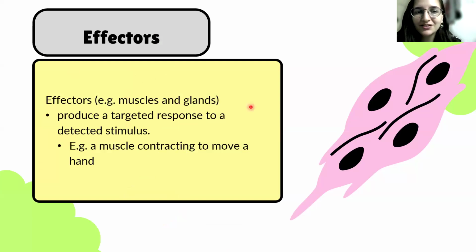Effectors, for example, muscles and glands. Effectors are specialized in producing a response. For example, when your muscles contract and you move your hand, or when you see really good food and it smells good, you see the visual, the smell, and you start to salivate. You can feel your saliva coming into your mouth. That's because of effectors as well, the glands in your mouth, saliva glands. So those would be effectors.